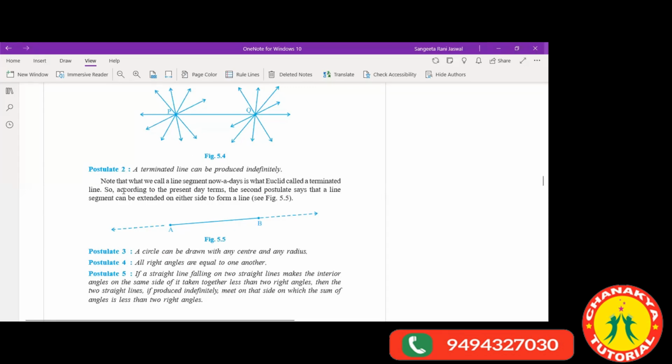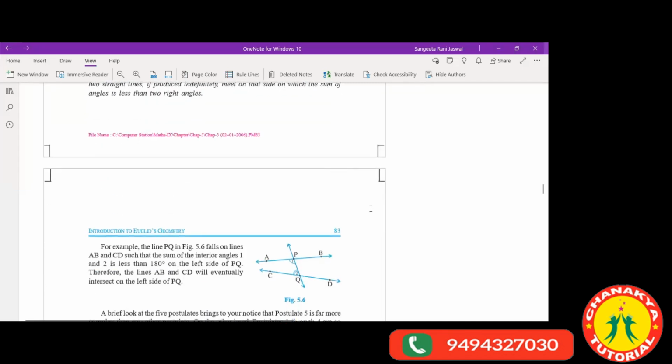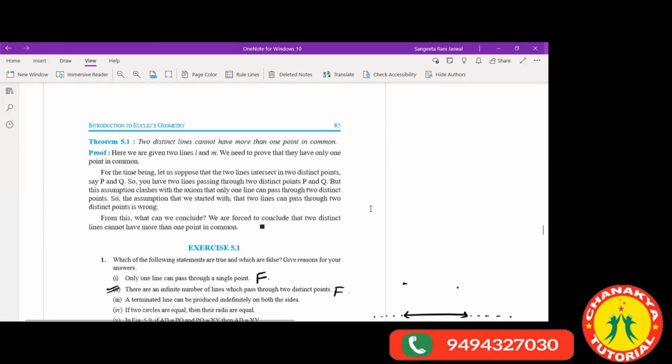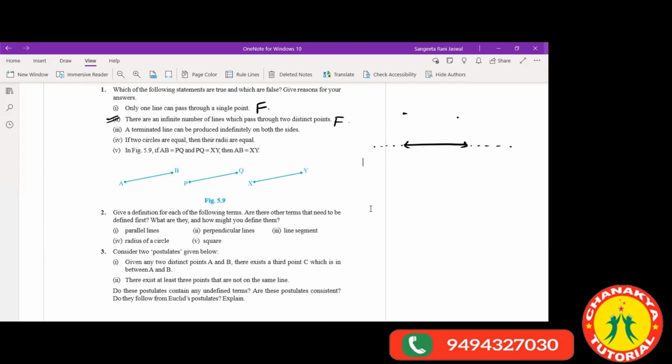So if this is a line, note that what we call the line segment nowadays is what Euclid called a terminated line. So according to the present day terms, the second postulate says that a line segment can be extended on either side to form a line. So it can be extended to both the sides. What we today call a line segment, Euclid called a terminated line, because it had a starting point and an end point. That means you can stretch its length to both sides. Okay, so that's true.